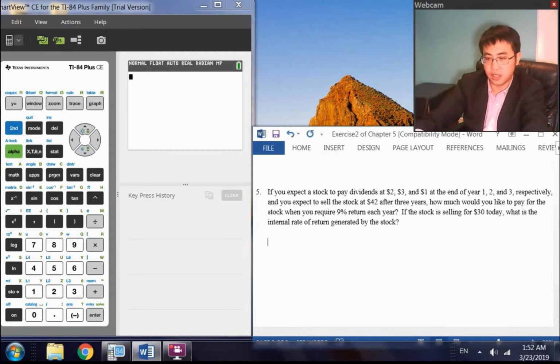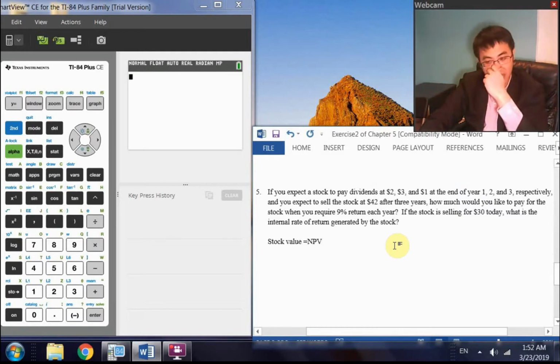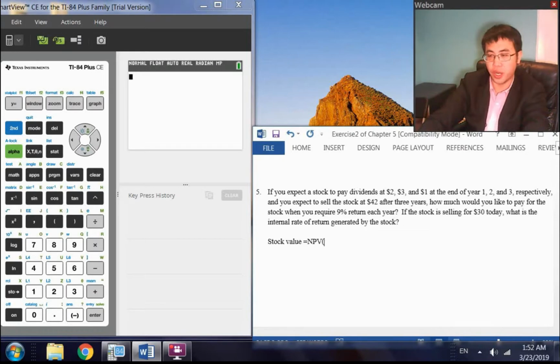So in this exercise, you need to know this. You need to get the stock value. The stock value will be the net present value of all the cash flows it generated. You hold it for 3 years. The cash flows you get is the 3 dividends plus price 3, the $42 you're gonna sell after 3 years. And if you are calculating the NPV, you have to put the interest rate first.